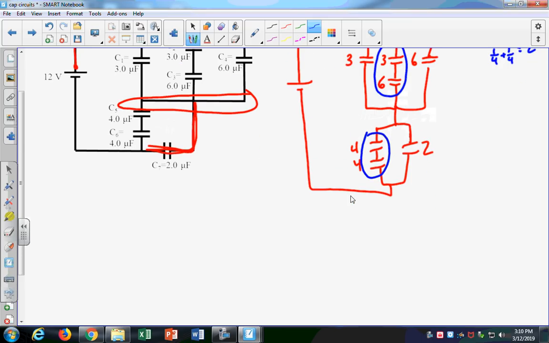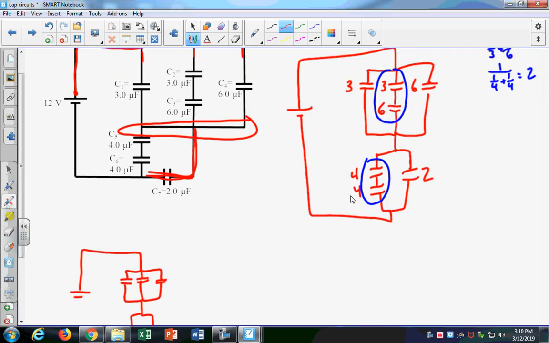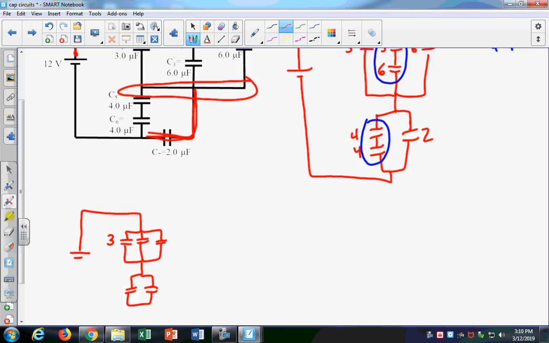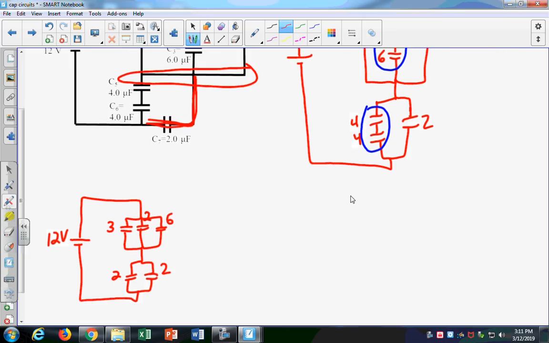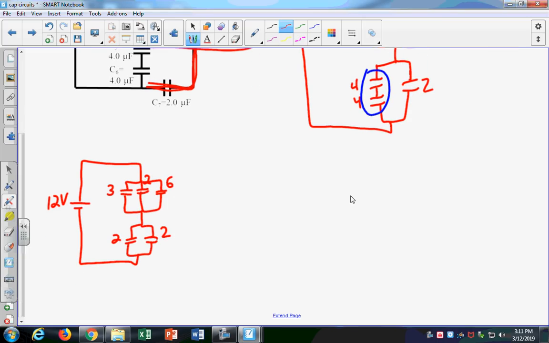So then I can redraw again. You might be to the point where you don't have to redraw it every time, and that's fine, but you should have time on the exam to do so. It's going to look like this, where I have a 3, 2, and 6, and then a 2 and a 2. It's all 12 volts right there. And then I do the 3, 2, and the 6, and the 2 and the 2. The 3, 2, and the 6 is 12. The 2 and the 2 is 4.